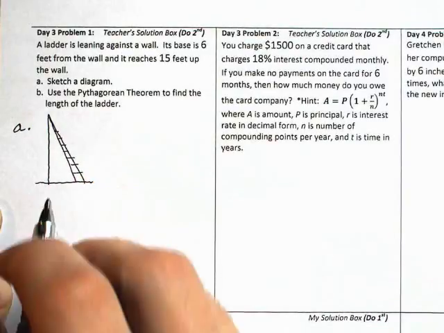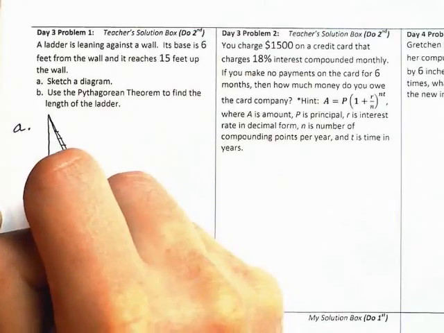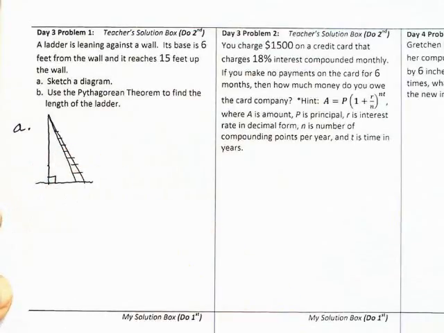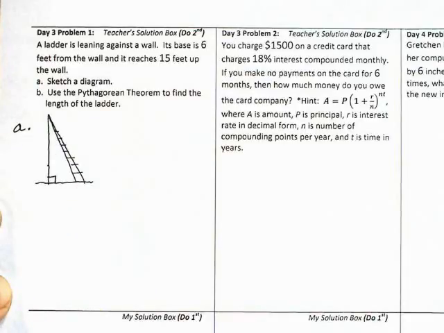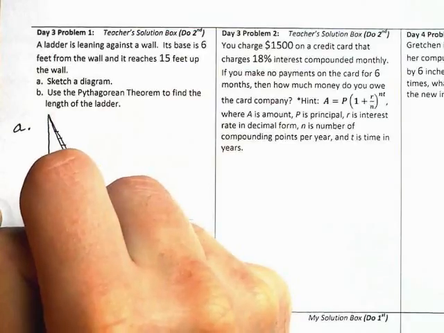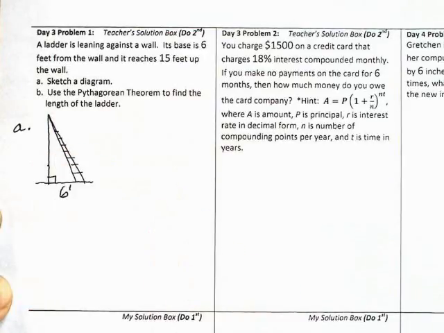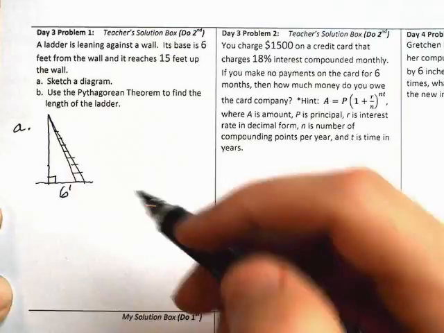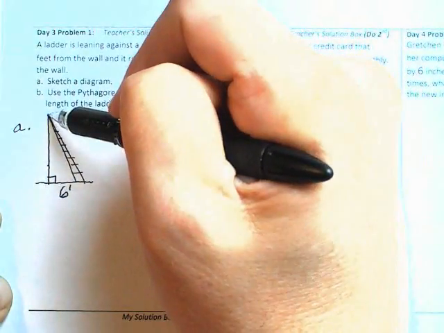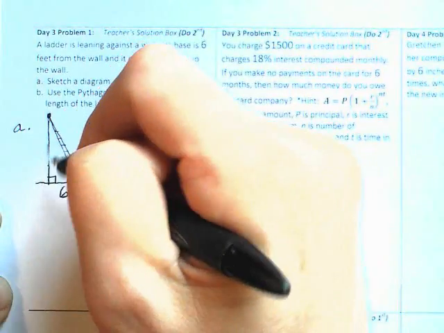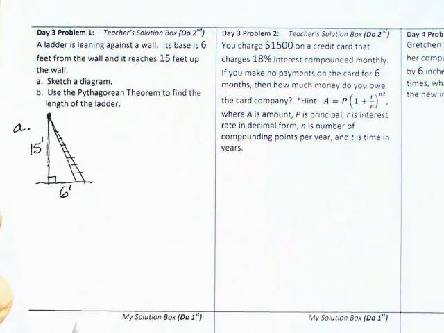Something like this. And the wall and floor meet at a 90-degree angle. And so in a math class, we're able to recognize this as involving a triangle, and specifically a right triangle shape. Now we're told that the base is 6 feet, so it's this side of the triangle that gets labeled 6 feet. It reaches 15 feet up the wall, so from the floor up to where the ladder touches the wall, this side of the triangle is the 15 feet.